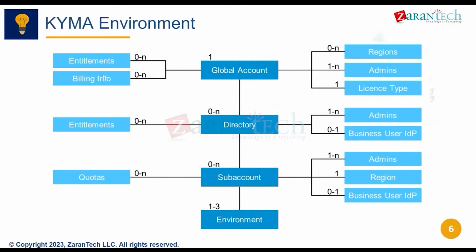The global account contains the entitlement and billing information. We can have a directory, or we cannot have a directory; the directory is not mandatory. We can have sub accounts, environments, and the quotas and entitlements are done.